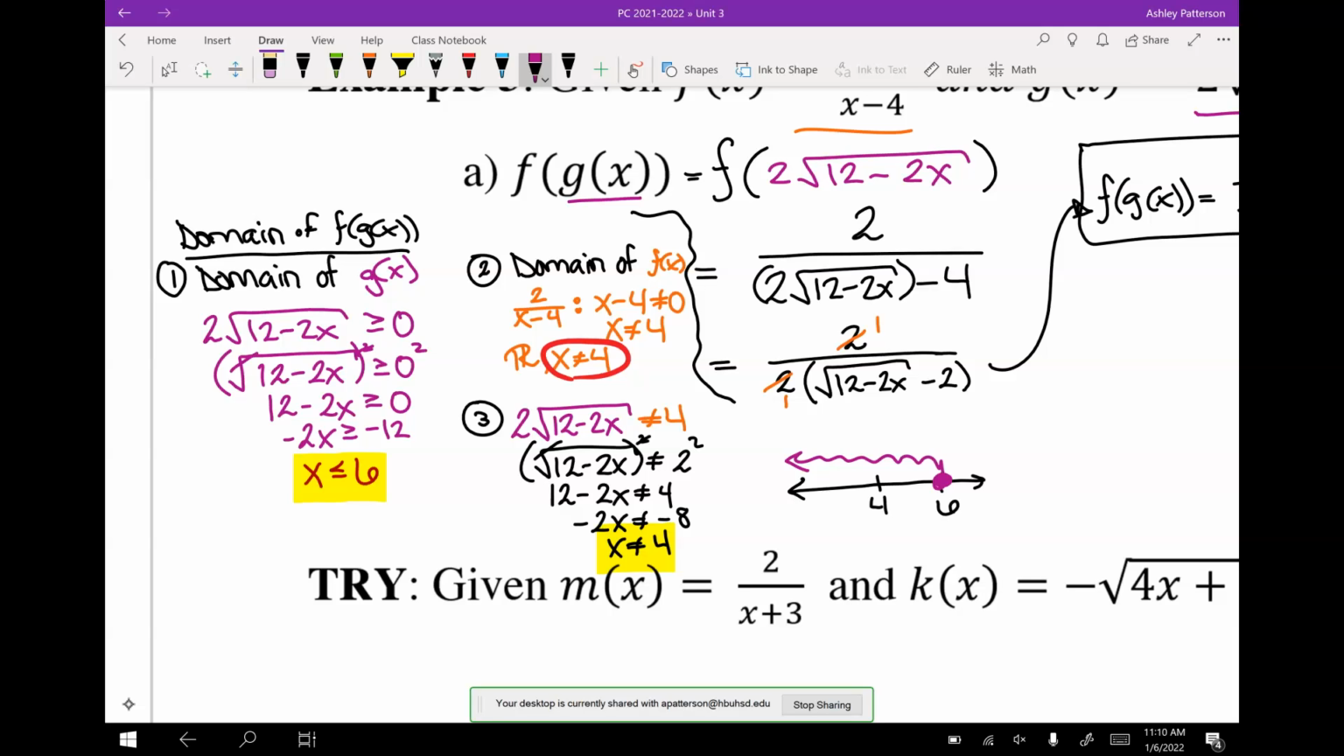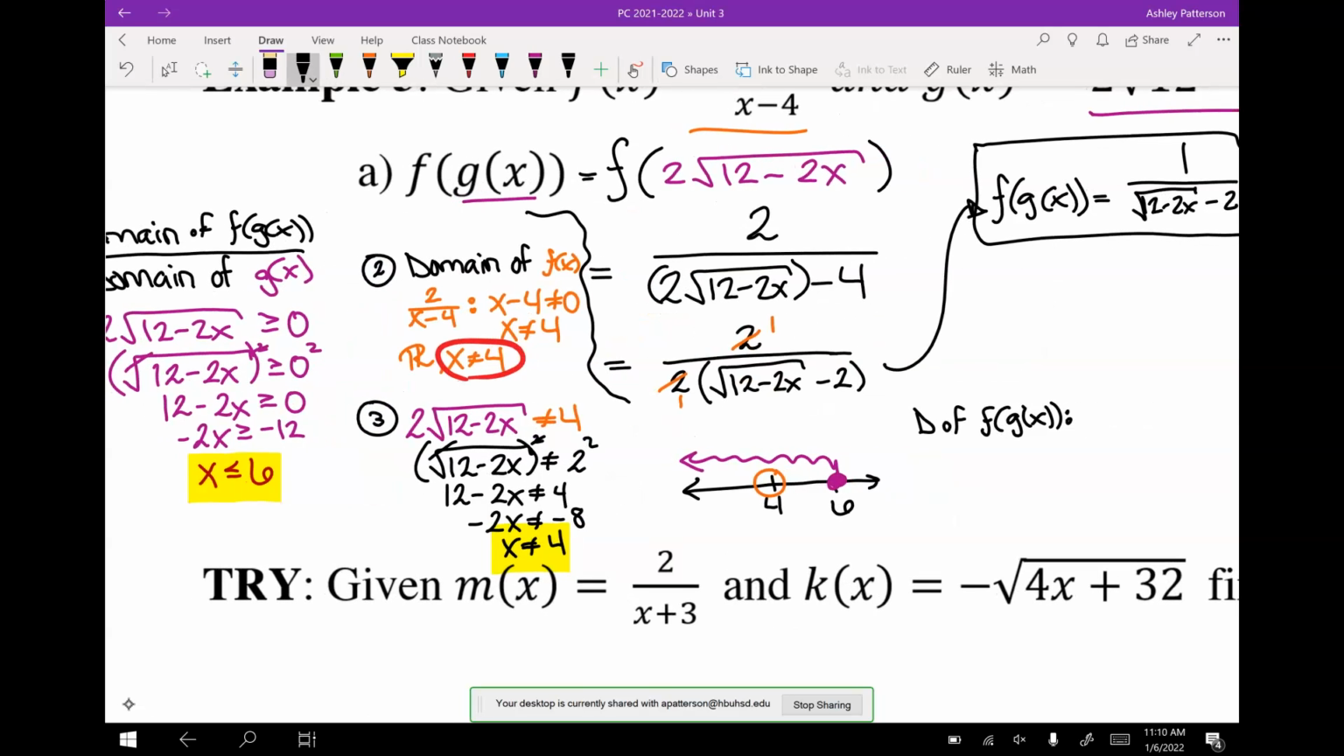Number 3 says I cannot include 4. Since these overlap, we're going to have to include them both in our domain. So the domain of f of g of x is going to be this: x is less than or equal to 6, not equal to 4.